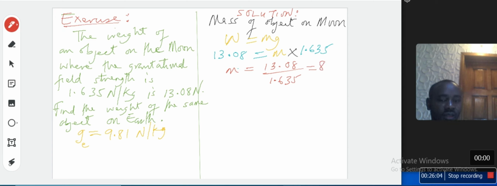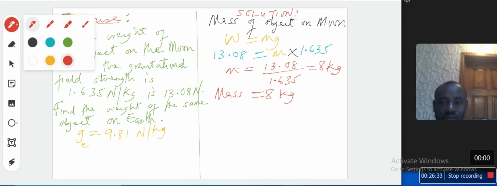It's 8 kilograms, right? So this is the mass on the moon, and also the mass on Earth, because the mass doesn't change. What's the mass on the moon again? Mass, whether on Earth or on the moon, is the same: 8 kilograms.